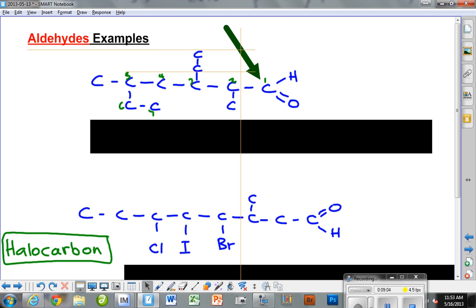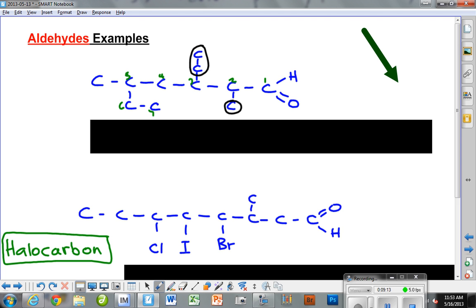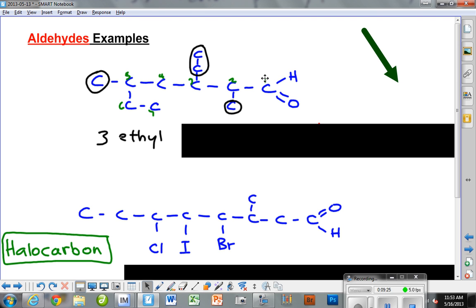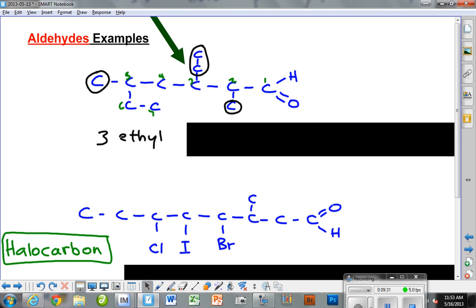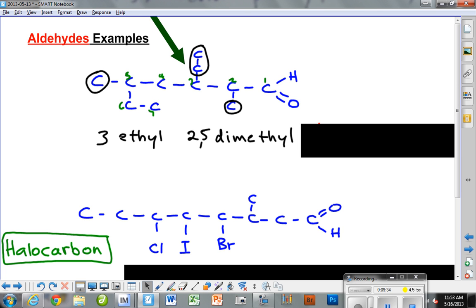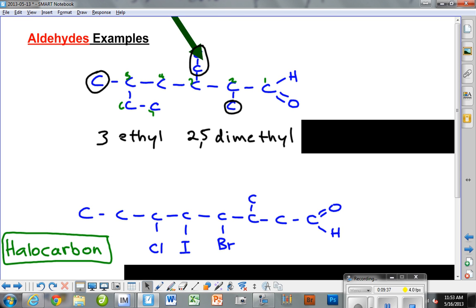And as we look for our substituents, let's go ahead and circle those in a different color. We have a methyl here, we have an ethyl here, and we have another methyl over here. So it's very different than the way it looked at the beginning. So as we name this guy, we're going to start out with 3-ethyl. So the ethyl is sitting here on carbon number 3. Next we have a 2,5-dimethyl, because the first methyl is sitting here on number 2 and the second methyl is sitting here on carbon number 5.